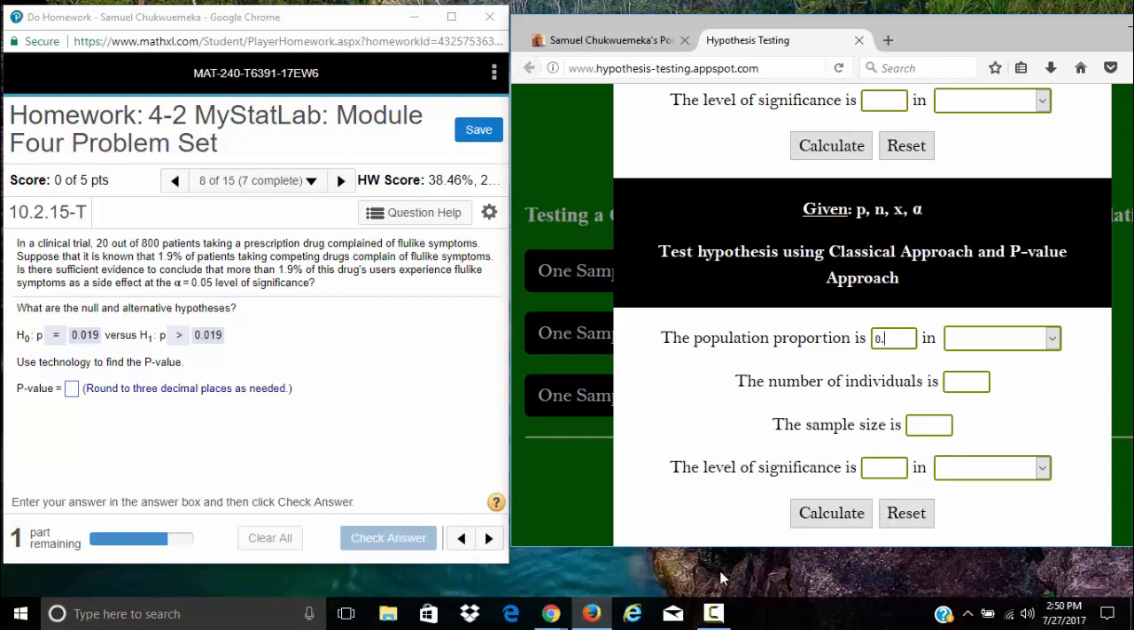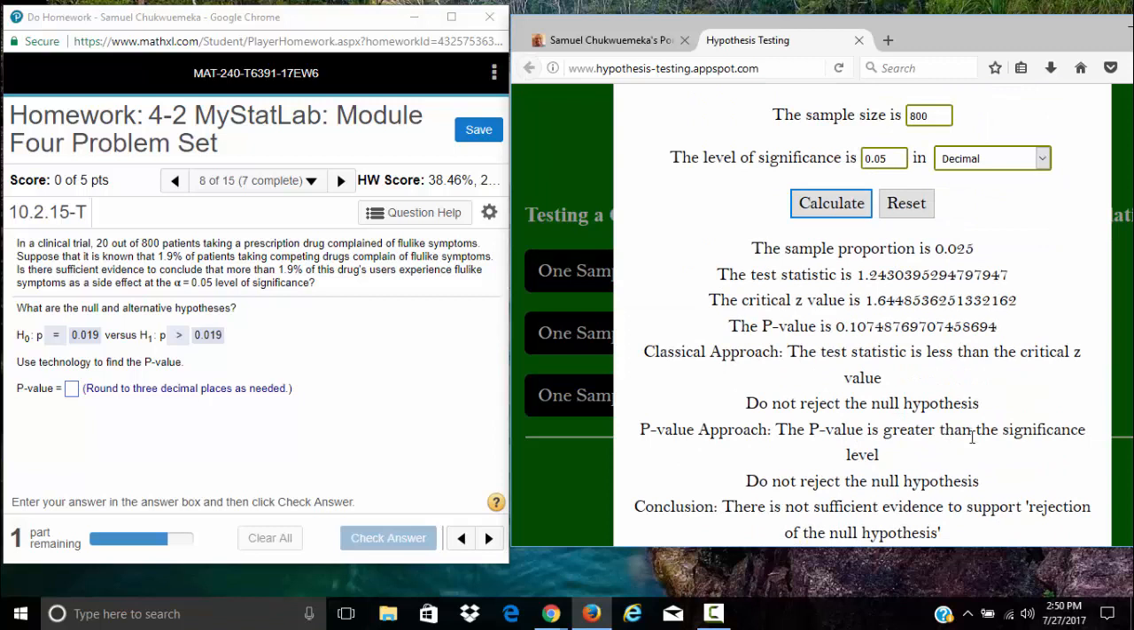So population proportion is 0.019, and this is in decimal. If you have to use percent, you can also use 1.9%. That's fine. Actually, I can use 1.9, but make sure you put it in percent. Number of individuals here is 20 out of 800 patients. Level of significance is 0.05, and that is in decimal. Calculate. So you calculate, it gives you all these.